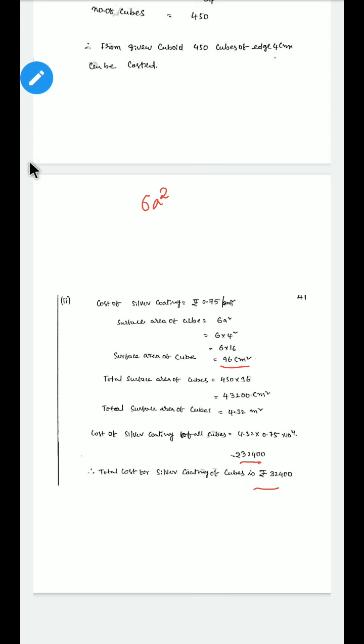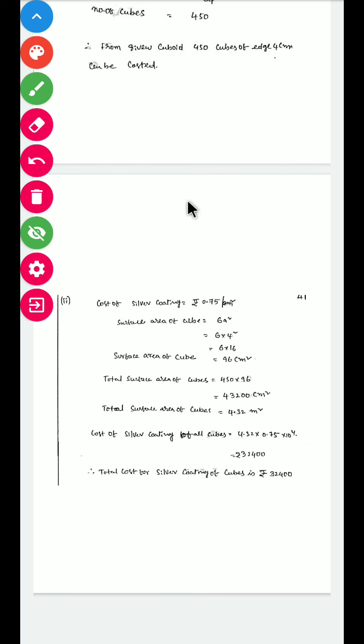So in this way you can solve questions number 12, 13 and 14. These three are your homework.